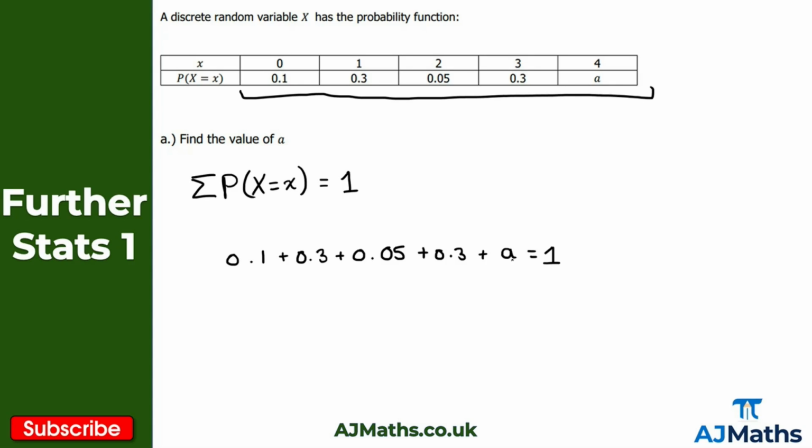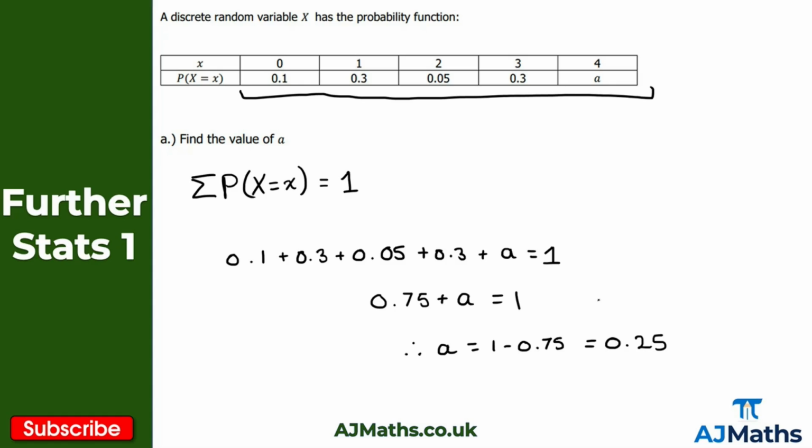Now in this case, we can easily solve for a. All I need to do is add everything on the left-hand side together, and then subtract from 1. So what I've got here is 0.1 plus 0.3 is 0.4, plus 0.3 is 0.7, plus another 0.05. So I get 0.75 plus a is equal to 1. We can simply solve for a by subtracting 0.75 off both sides, which would give me 0.25. So a is equal to 0.25.